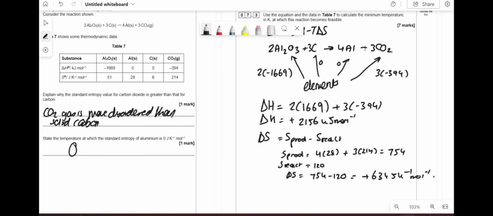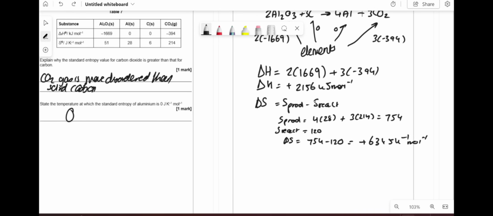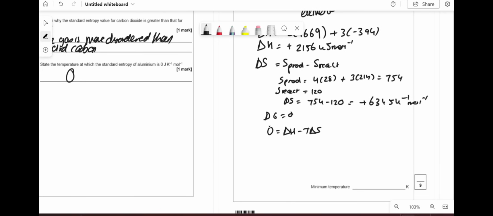Now, it's important to appreciate, and they also give it in the table as well, that the enthalpy change is in kilojoules per mole, whereas this is in joules per Kelvin per mole. So when we're getting to the calculations, we're going to have to times the enthalpy by 1,000 to get that into joules per mole. So now, when a reaction becomes feasible, delta G equals 0, okay? So delta G now equals 0. So 0 equals delta H minus T delta S, right? So we can rearrange this now, and you get T delta S equals delta H, and then T equals delta H over delta S, which in this case is going to be delta H, which we worked out to be 2156, but that's in kilojoules per mole.